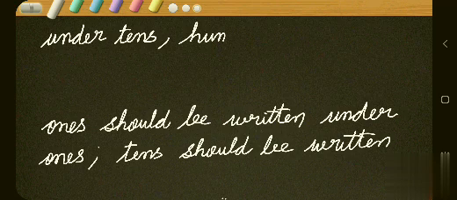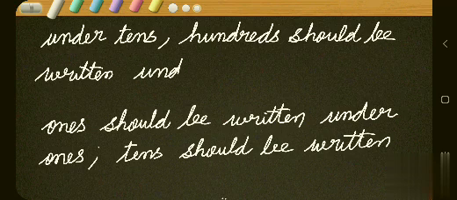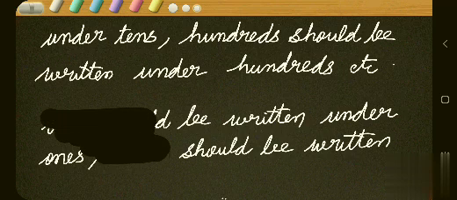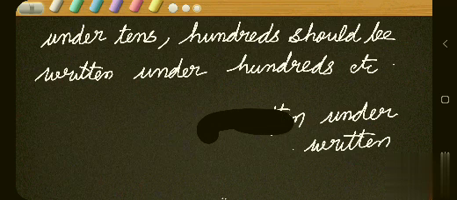Hundreds should be written under what? Yes, written under hundreds, etc. Etc. means it will go on like that. That is the meaning of this, etc. Okay, it will continue like that. So 1000 should be written under thousands, 10,000 should be written under 10,000, like that.